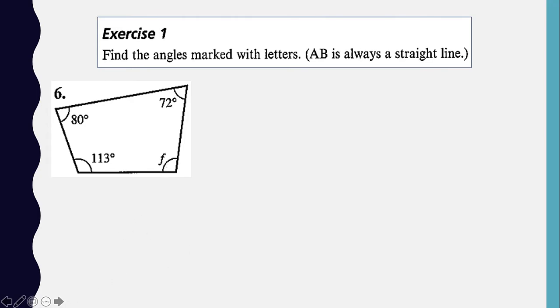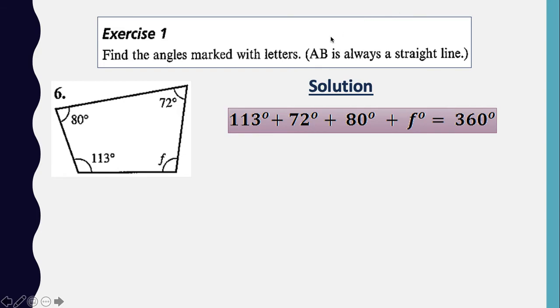Here you can easily apply the property of quadrilaterals. What is the property of a quadrilateral? The angle sum of a quadrilateral is 360 degrees. That means 80 degrees plus 72 degrees plus 113 degrees plus f degrees is equal to 360 degrees. That's what I've written: 113 degrees plus 72 degrees plus 80 degrees plus f degrees, total is going to be 360.